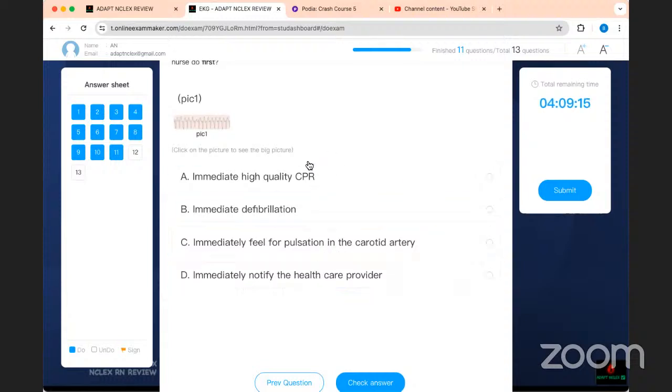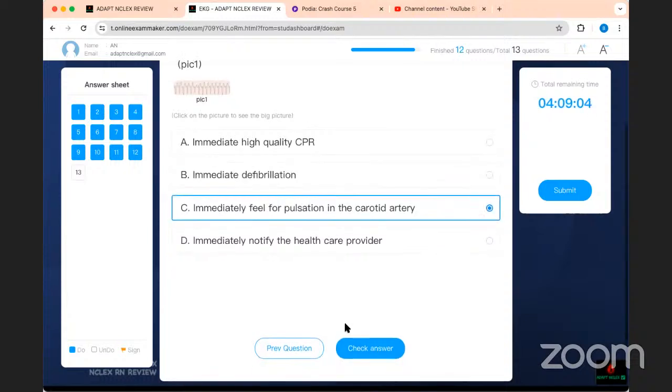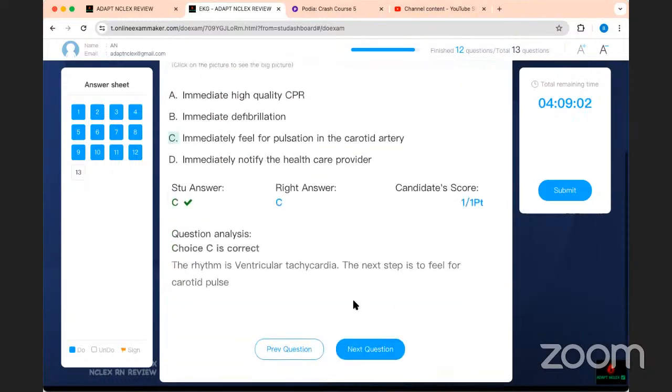Your board may do that to you. They'll rewrite the answer choice using just the language to confuse you. So watch out for that trap. It's the same thing. I'm checking the pulse. The rhythm is ventricular tachycardia. The next step is to feel for carotid pulse.